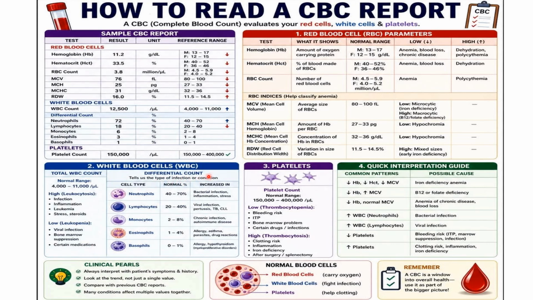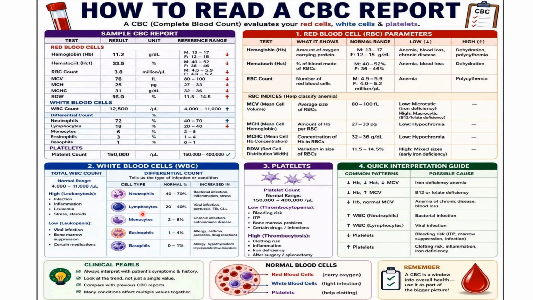Next comes the differential count. This differential count helps us to identify the type of infection or condition. The differential count mainly consists of neutrophil count, then lymphocytes, monocytes, eosinophils and basophils. For neutrophils, the normal range is between 40 to 70%. It is increased in conditions such as bacterial infection, inflammation, stress.